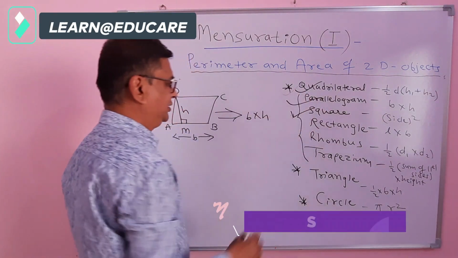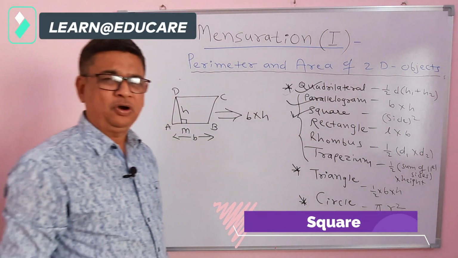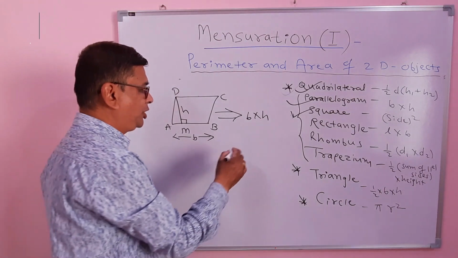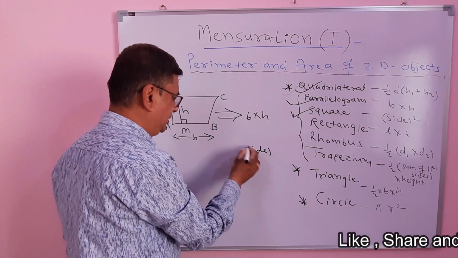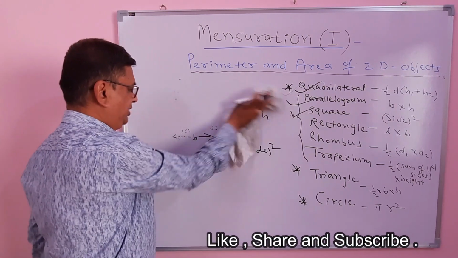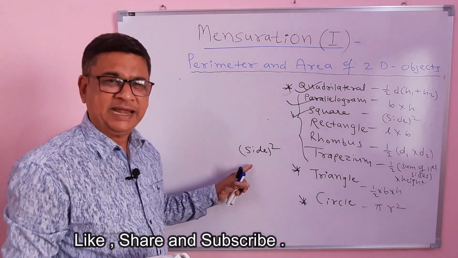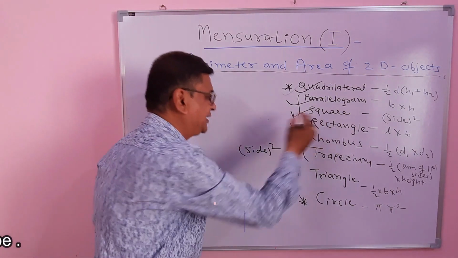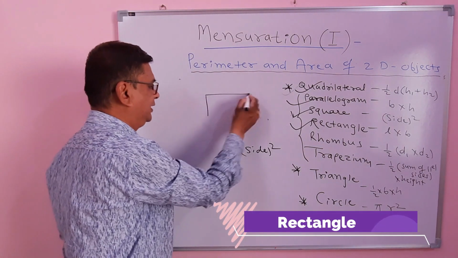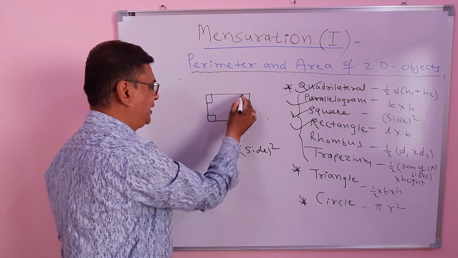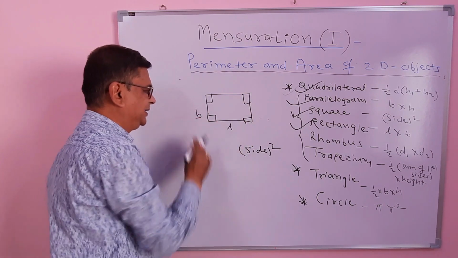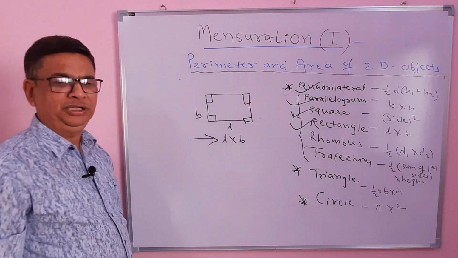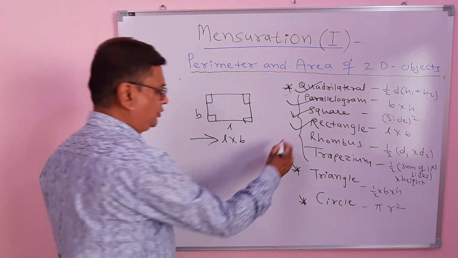Next is the square. A square is a kind of parallelogram in which all angles are right angles, as in a rectangle, but all sides are also equal. The area of a square is side square: if the side is known, just square it. The next is the rectangle. A rectangle has all four right angles, and opposite sides equal and parallel, like a parallelogram. If its length is L and its breadth is B, then the area of the rectangle is length into breadth.